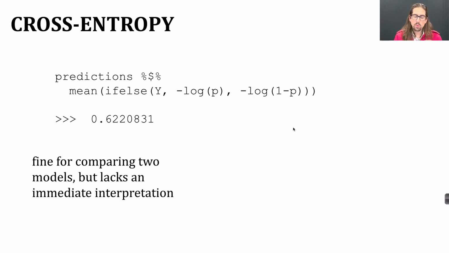One way, like we talked about, is we can just use cross entropy. I can implement that like that, and here's the number that I get back. Okay, that's fine.